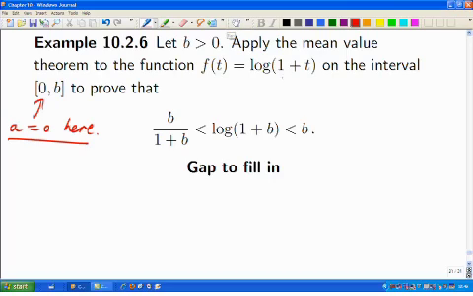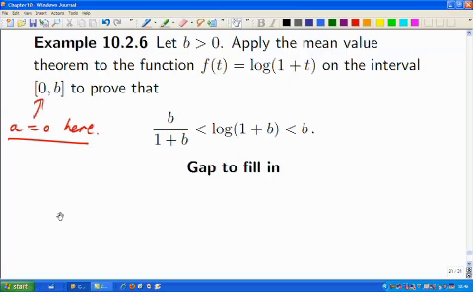Because log, we know, can be difficult, but notice we're talking about log of 1 plus t here. Log of 1 plus t is perfectly nice. 1 plus t is at least 1. On 0b, 1 plus t is taking the value at least 1. Log of 1 plus t has no problems at all. It's continuous and differentiable everywhere you need it.